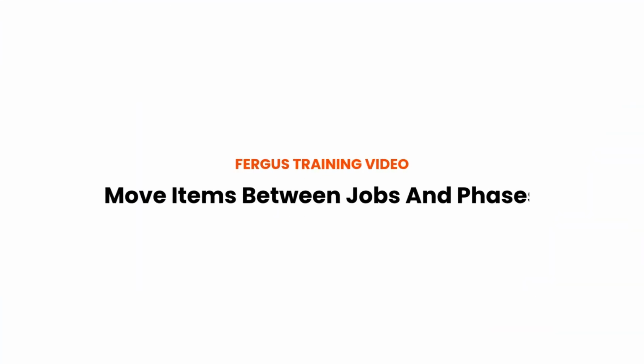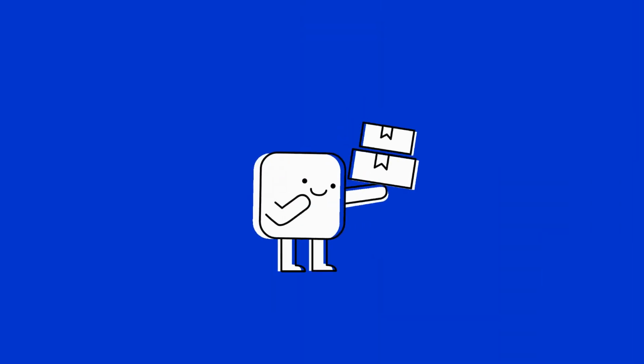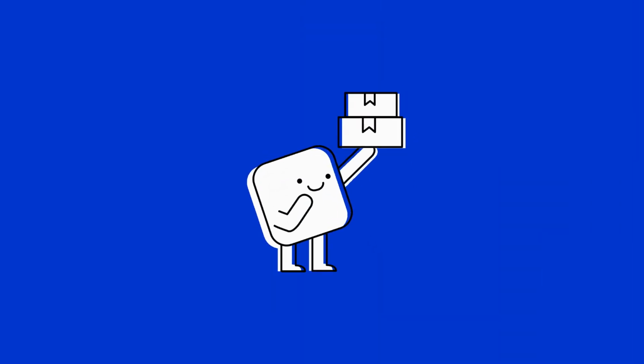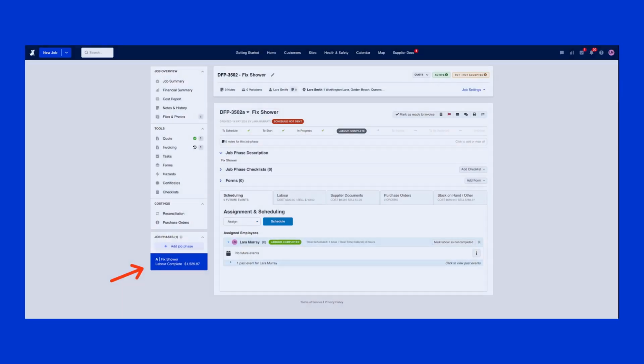In Fergus, you can easily move items between jobs, variations, and job phases. This is especially helpful for fixing time entries or materials that were added to the wrong place. To begin, open the job phase that contains the items you want to move, then click the Move Items button in the top right corner.